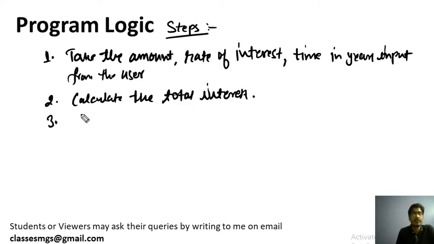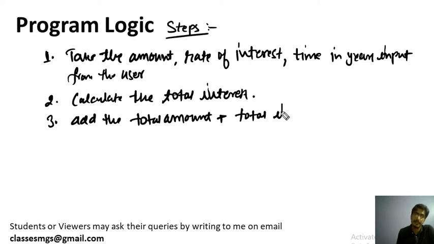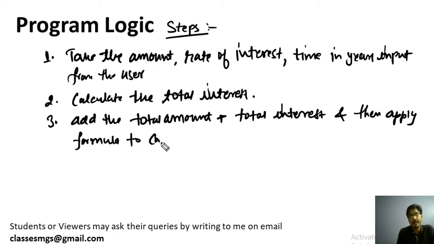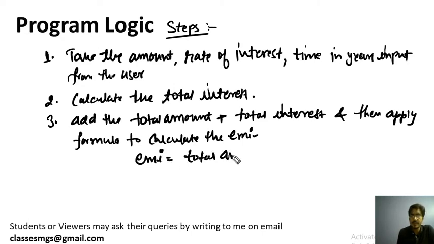In the third step, what will you do? Add the total amount plus total interest, and then apply the formula to calculate EMI. So EMI can be calculated using this formula: total amount plus total interest.